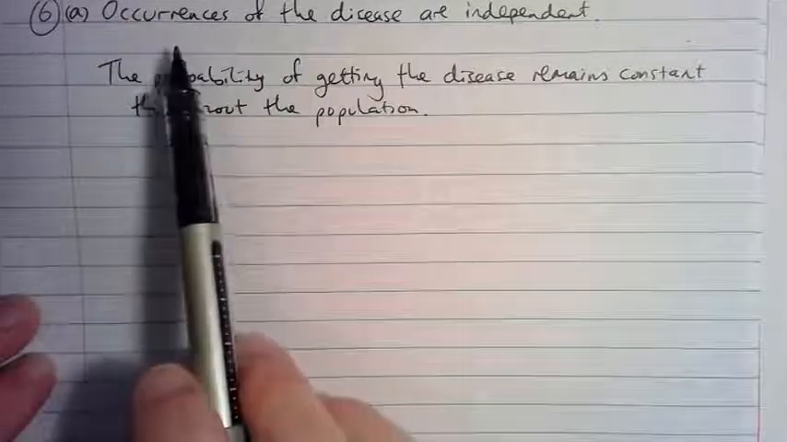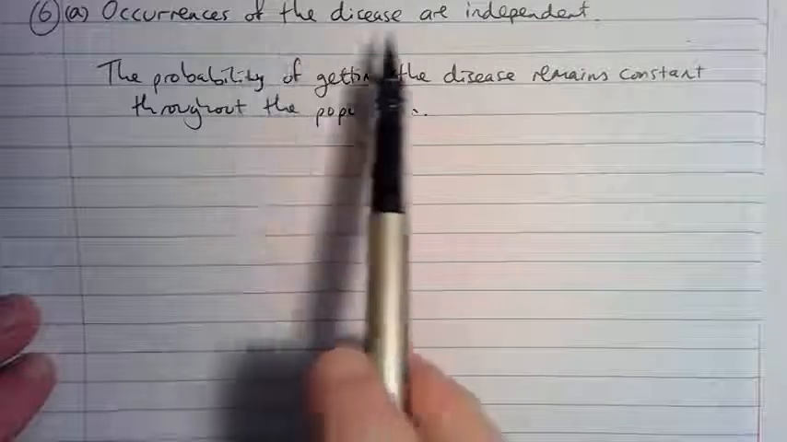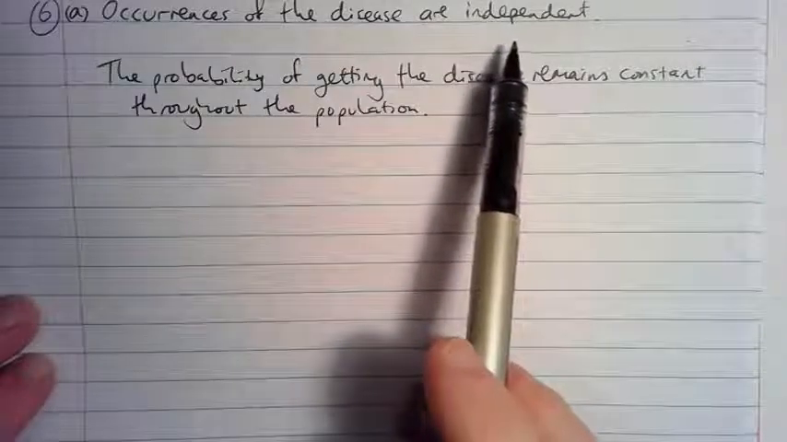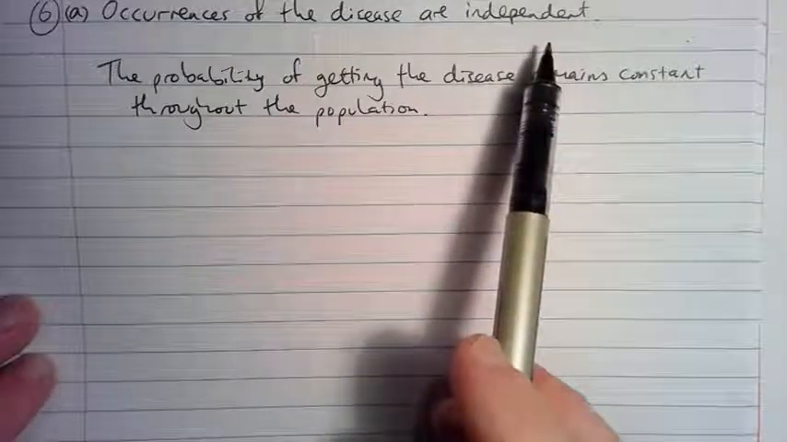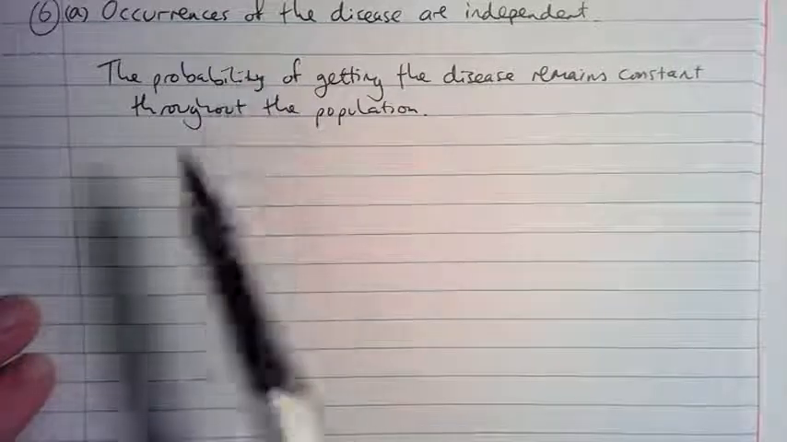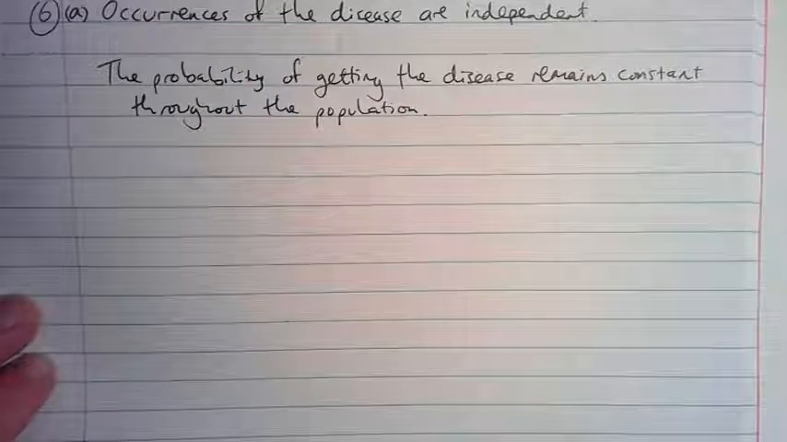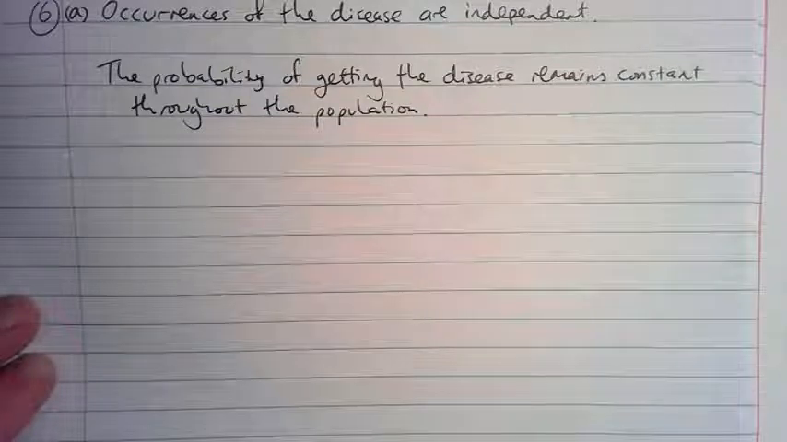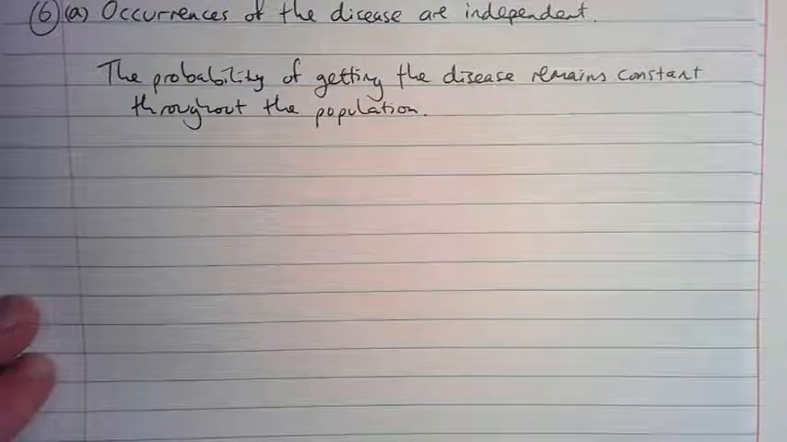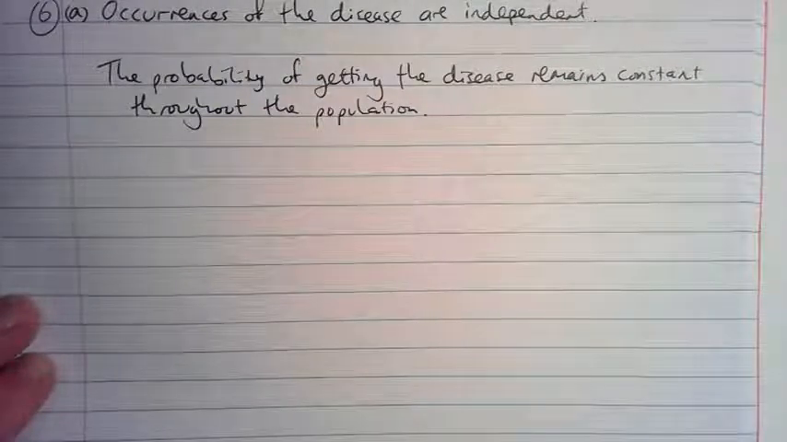Now, in reality, what does that mean? Well, that kind of means that if your neighbour gets it, that doesn't necessarily increase the chances that you're going to get the disease. So the fact that you get the disease is completely independent of whether your brother or your neighbour or a friend gets it.